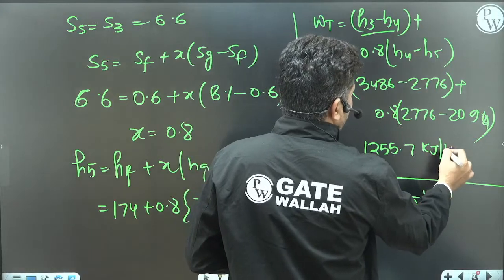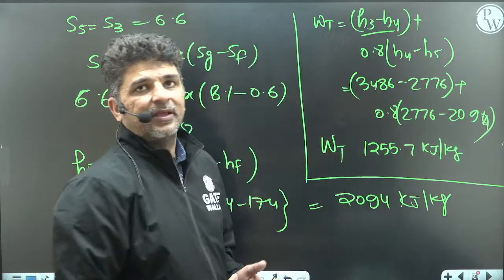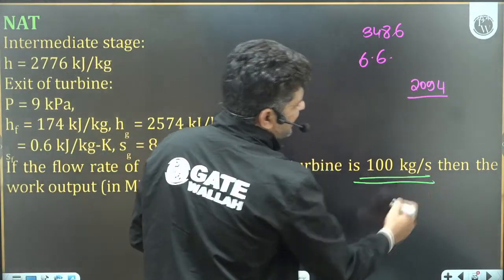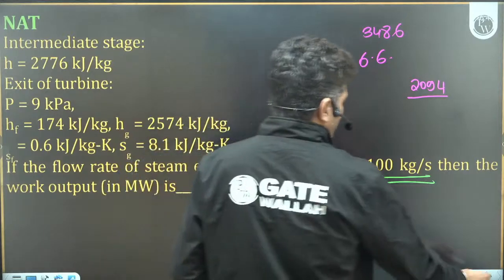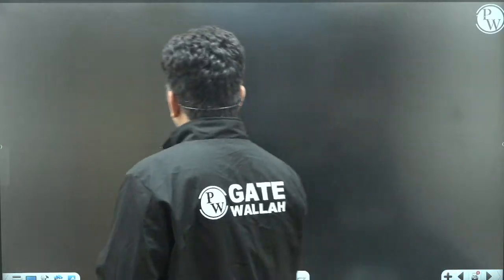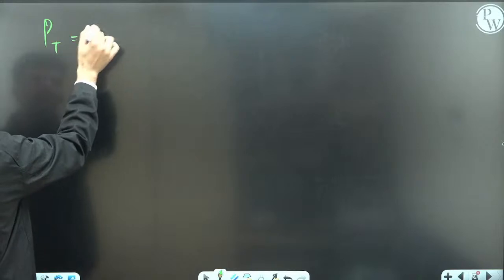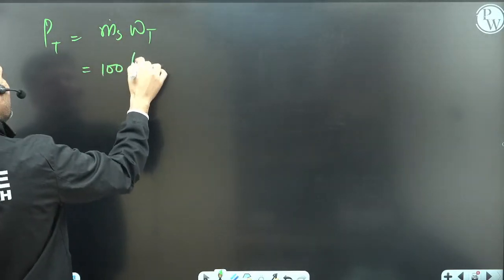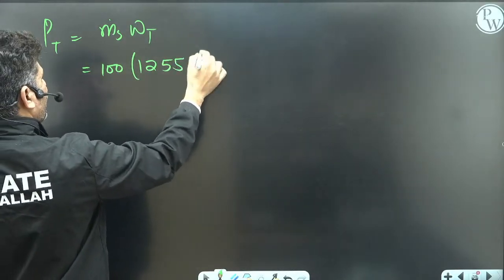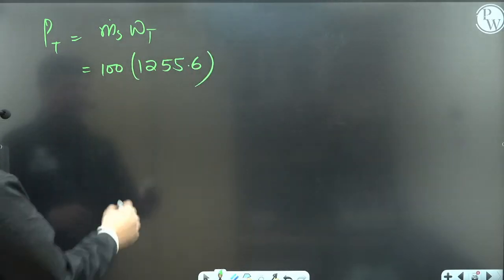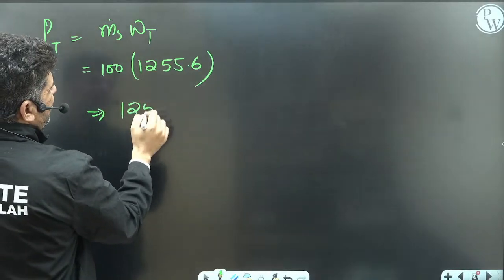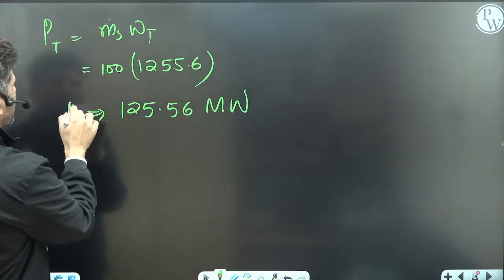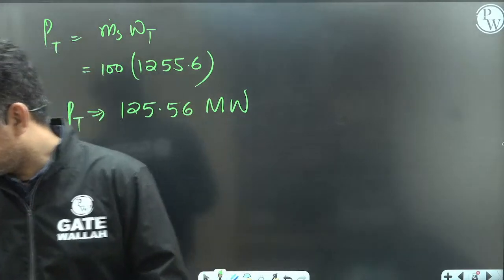So you are getting 1255.7 kilojoule per kg. But he has given you the mass flow rate of the steam at entry is 100 kg per second. So if mass flow rate is given as 100 kg per second, then you can multiply this 1255 with 100. So power of the turbine will be equal to m dot s multiplied by work of turbine, that is 100 multiplied by 1255.6. Okay, so you will get 125.56 megawatt. Power of the turbine is 125.56.